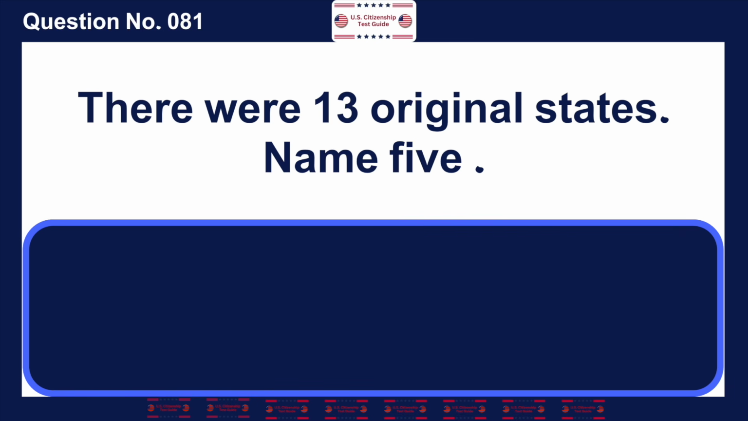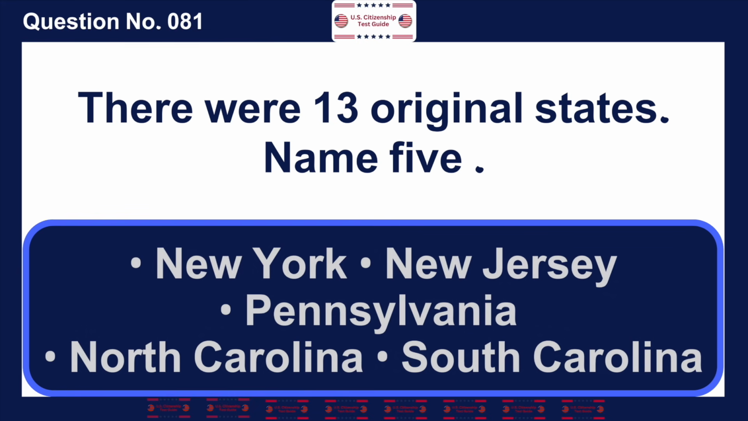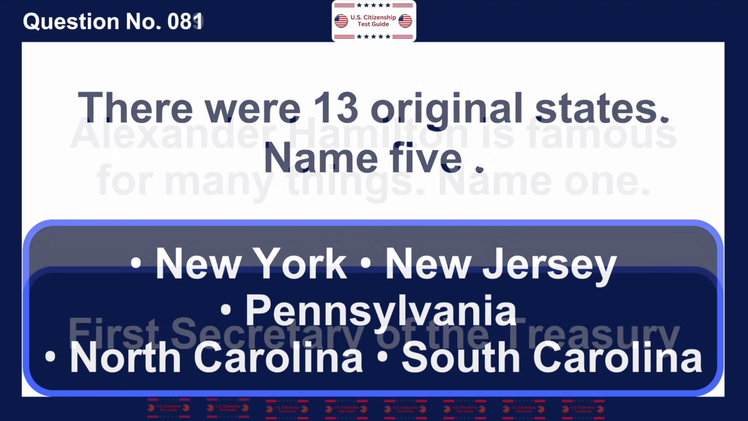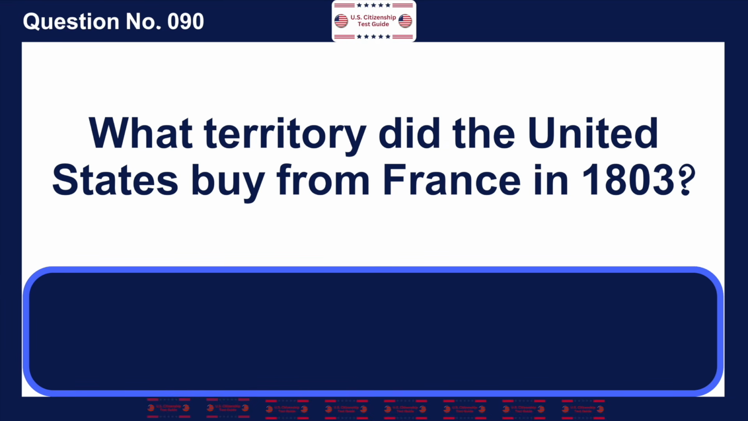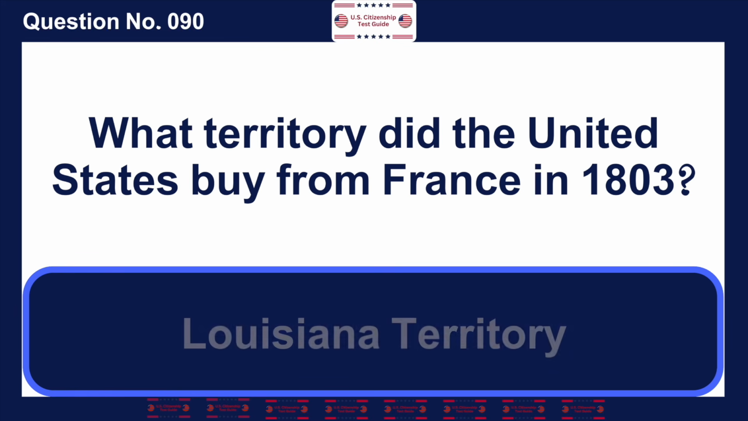There were 13 original states. Name 5. New York, New Jersey, Pennsylvania, North Carolina, South Carolina. What territory did the United States buy from France in 1803? Louisiana Territory.